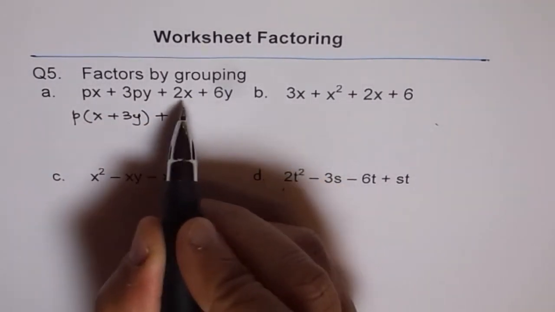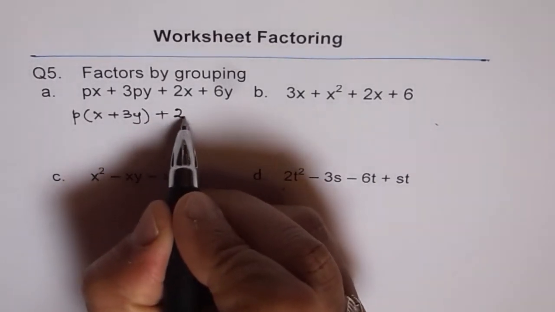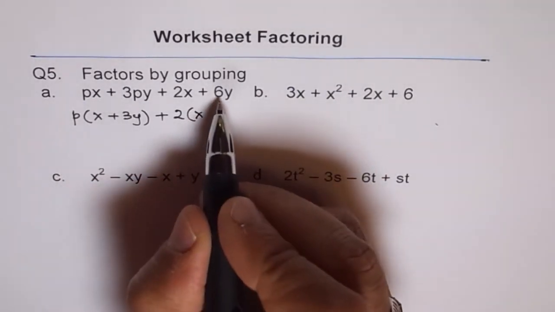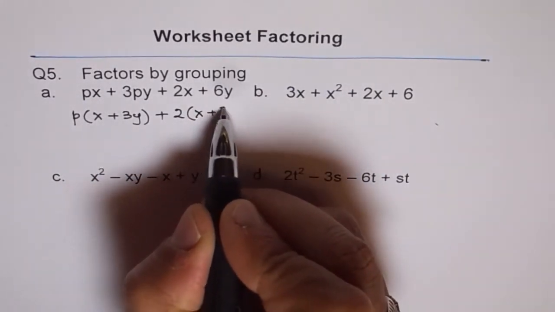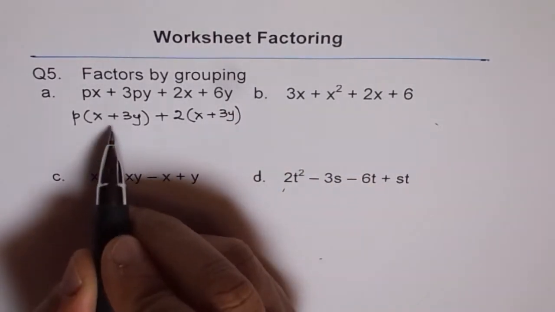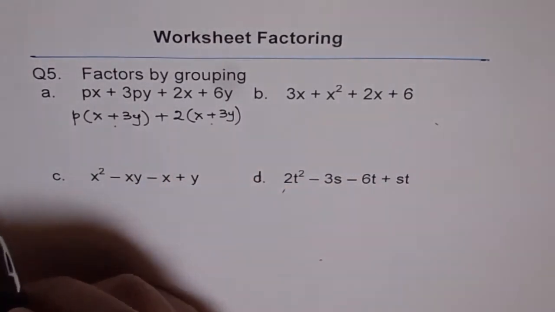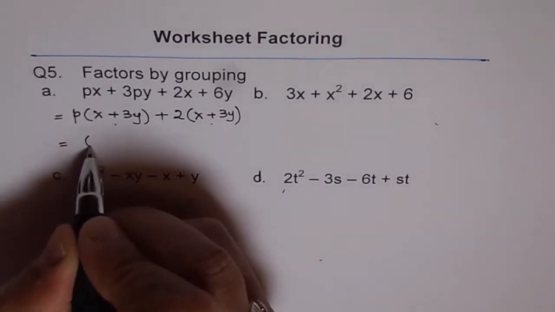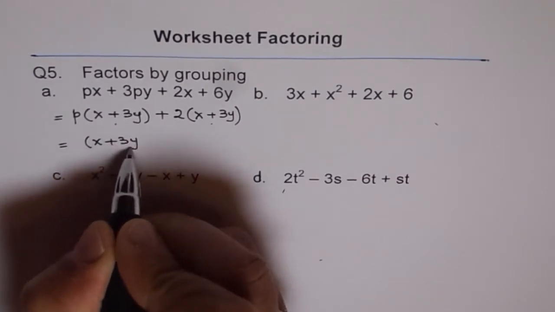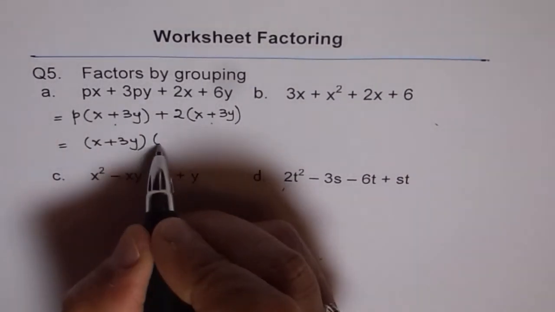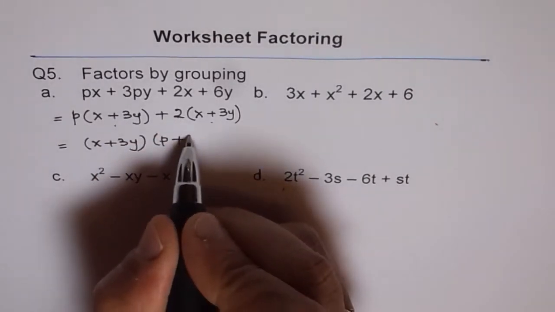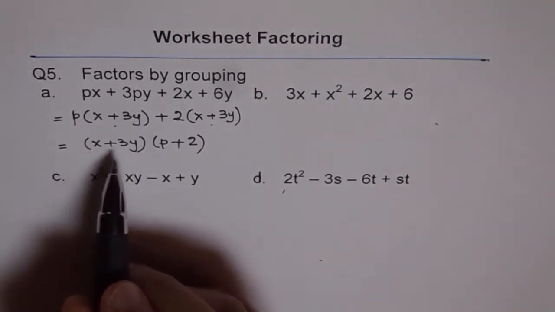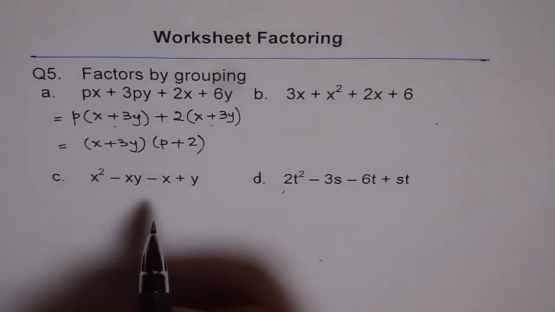In these 2 terms, 2 is common. So we can factor out 2, and when we divide 2x by 2, we get x, and when you divide 6y by 2, you get 3y. Note that we have a common factor. So that can be factored now, right? So this is equal to (x + 3y), and we get p from here plus 2 from the other term. So this can be factored as (x + 3y)(p + 2).